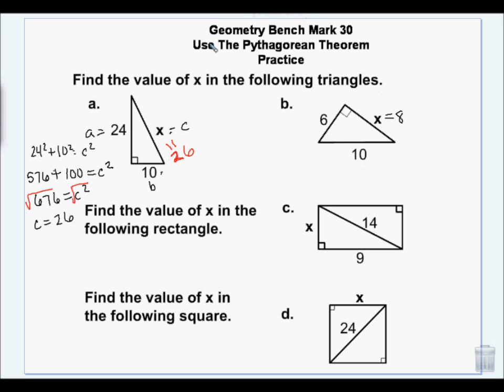We have Pythagorean triples, and 3, 4, 5 is the most common. So all multiples of 3, 4, 5. So if you multiply by 2, you get 6, 8, 10. But if you don't know it, this is A, this is B, this is C, and so you do 6 squared plus x squared equals 10 squared. 36 plus x squared equals, sorry, 10 squared, so 100. So x squared equals 64, so x is 8.